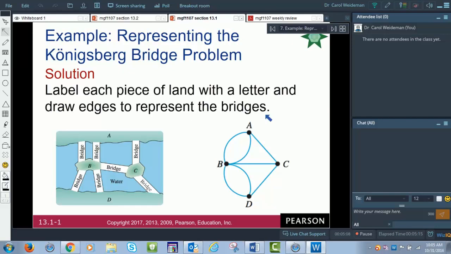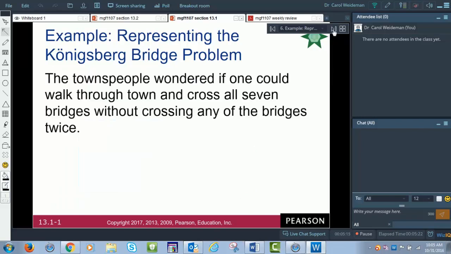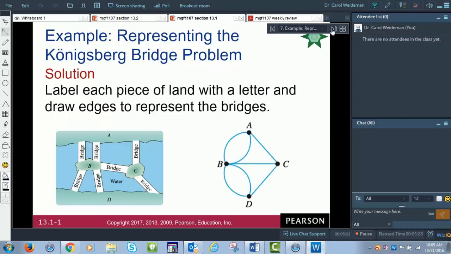And by the way, we'll come back to this in the next section and decide whether or not you can walk. Remember their question. Let's just go back for a second. They were wondering if one could cross through town and cross all seven bridges without crossing any of the bridges twice. So you might want to think about that, but we'll come to the answer to that in the next section.